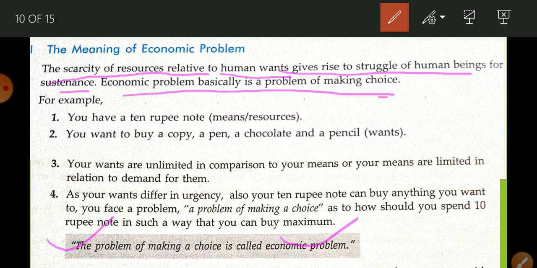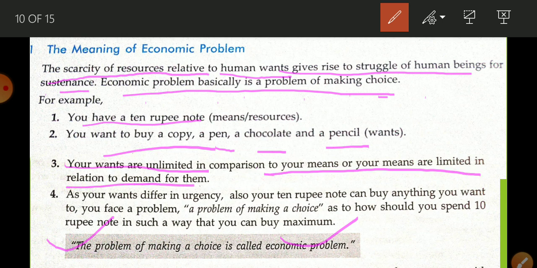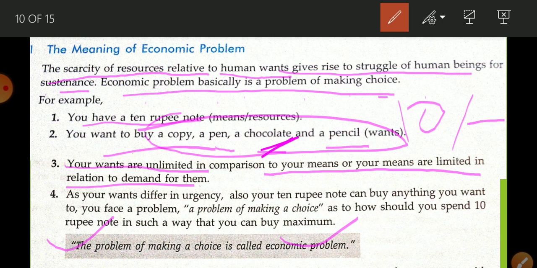Here is one very good example. Suppose you have 10 rupees. What can you do with the 10 rupees? You can buy a copy, a pen, a chocolate, a pencil. You can eat tikki, batasa, Maggie, biscuit, toffee, chocolate, anything worth 10 rupees. Your wants are unlimited, you want to do many things, purchase many things. But your means are limited, you cannot purchase all the things together with the 10 rupee note, you can only fulfill any one of them.